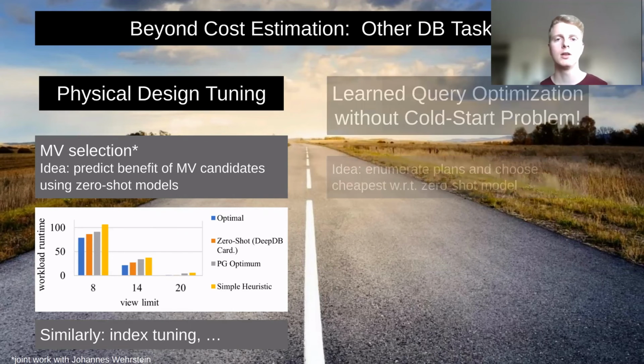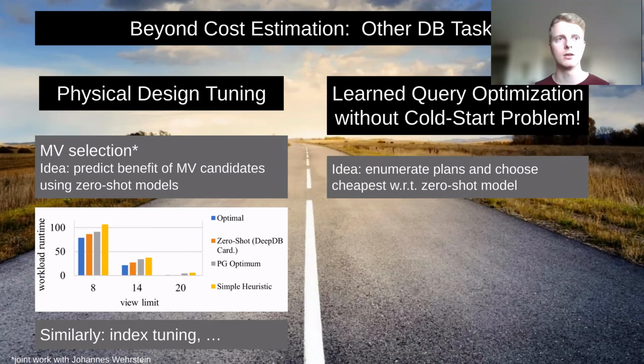In addition, there have been many results in recent years in learned query optimization, but they all have the cold start problem. So you have to observe many queries on a particular database to come up with a good learned query optimizer. And we think this zero-shot paradigm could also help here. So in a really simple setup, we could just use our zero-shot cost model to enumerate plans and choose the cheapest plan with respect to our model. But we are sure there are more involved techniques also.